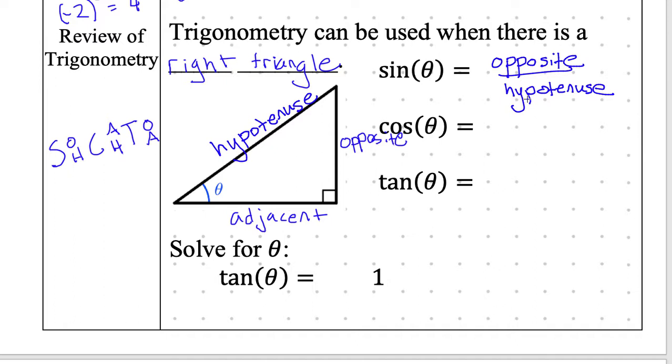And then you're thinking cosine. Using SOHCAHTOA, cosine is what? Adjacent over hypotenuse. Write it down. Adjacent over hypotenuse. And our final trig function, tangent. What ratio is that? Eva? Opposite and adjacent. It is indeed opposite over adjacent.